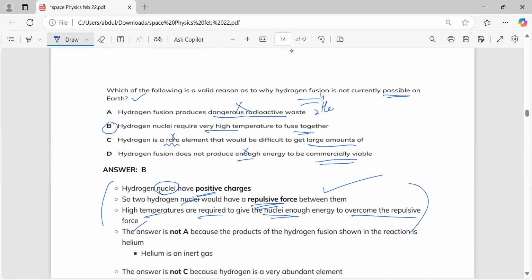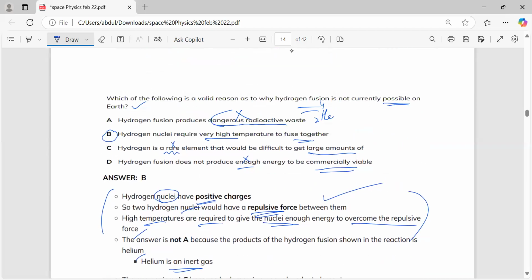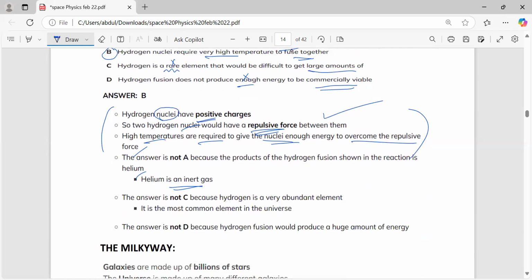Then the answers are given. B is not correct because the product of hydrogen fusion, which is in the reaction, is helium, and helium is an inert gas. We cannot say it is dangerous radioactive waste, which is wrong.